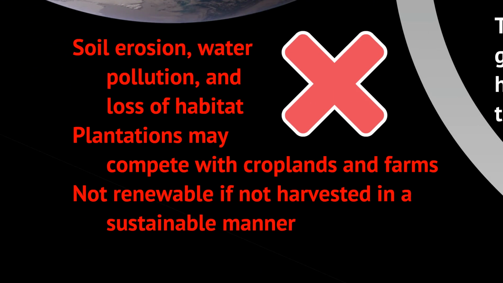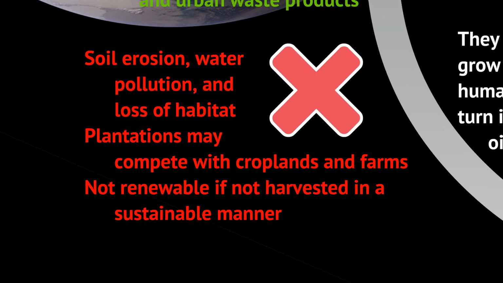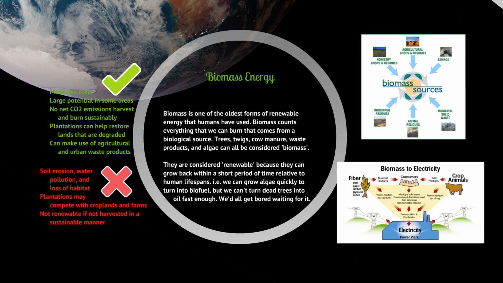However, you can also have the problem of soil erosion, water pollution, and loss of habitat because you may be cutting down trees, which are forests that animals and critters live in. And it's also not renewable if it's not harvested in a sustainable manner. So if you're cutting down the rainforest saying, hey, it's just biofuel, it's biomass energy, that's not actually sustainable.